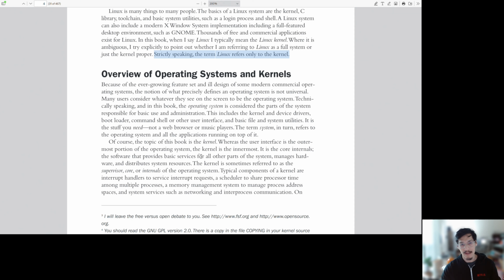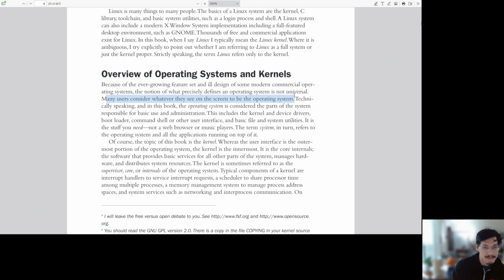Okay, so the overview of operating systems and kernels. Because of the ever-growing feature set and ill design of some modern commercial operating systems, like Windows, the notion of what precisely defines an operating system is not universal. Many users consider whatever they see on the screen to be the operating system.